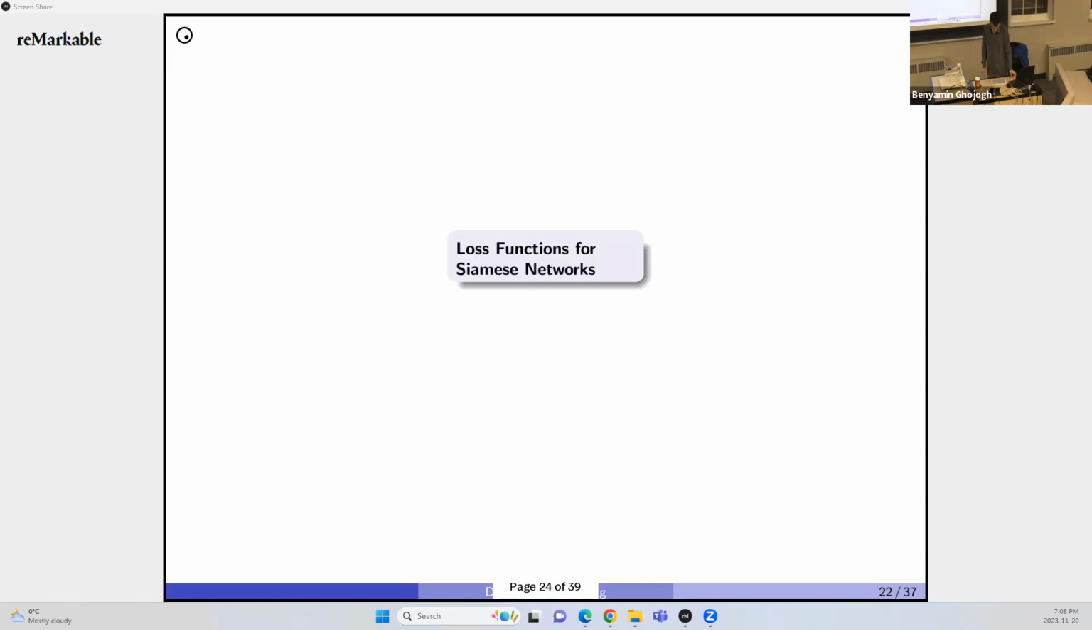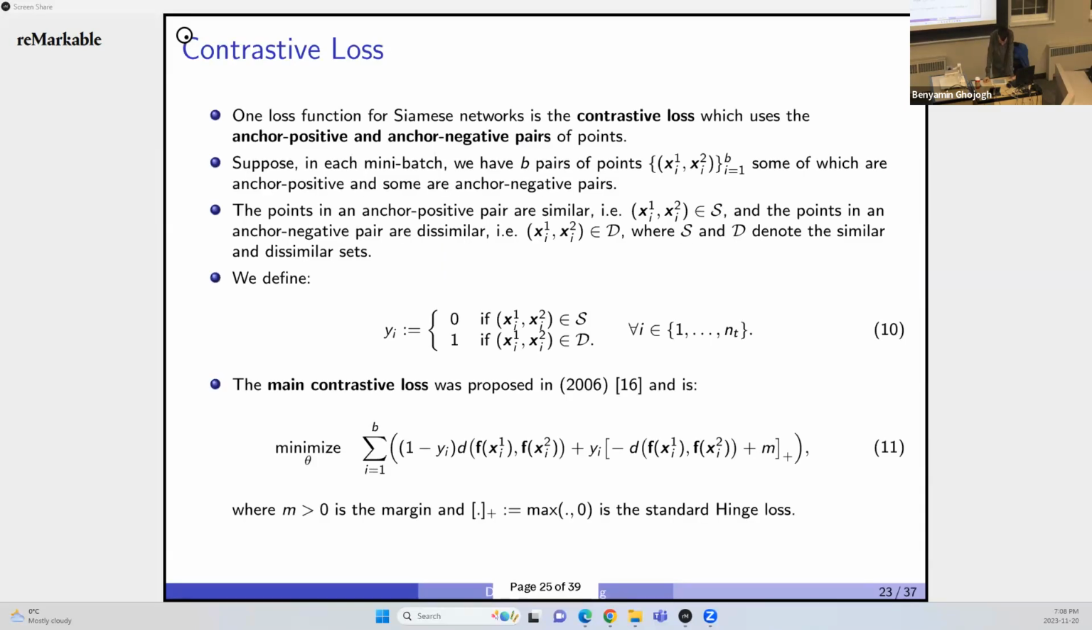So one loss function for Siamese networks is contrastive loss. Contrastive loss was proposed by Facebook, nowadays called Meta, I think. LeCun et al. proposed that. LeCun is the head of AI at Facebook, right? So it uses anchor-positive and anchor-negative pairs. Contrastive loss uses pairs, but triplet loss uses triplets.